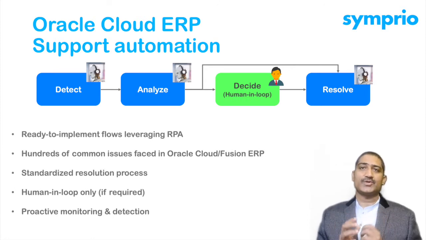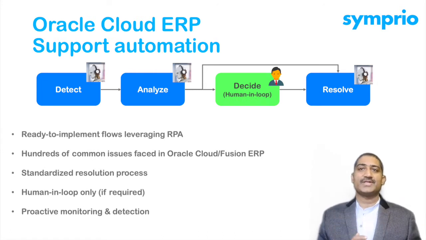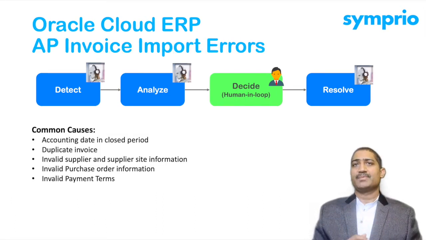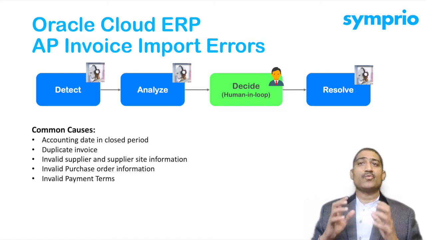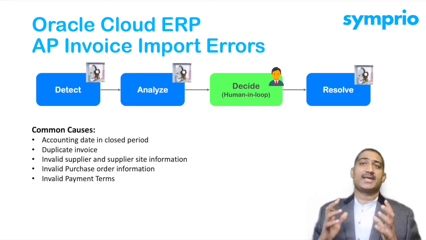Today, I will walk you through a demo on how a robot can detect AP invoice errors in Oracle Cloud or Fusion ERP and trigger a human-in-loop process to resolve them. In this demo, we are going to demonstrate a common issue in the Oracle Payables invoice import process where the robot detects AP interface errors in Oracle Cloud ERP, works with relevant business users to get inputs and resolve issues, and imports the invoices into Cloud Payables.